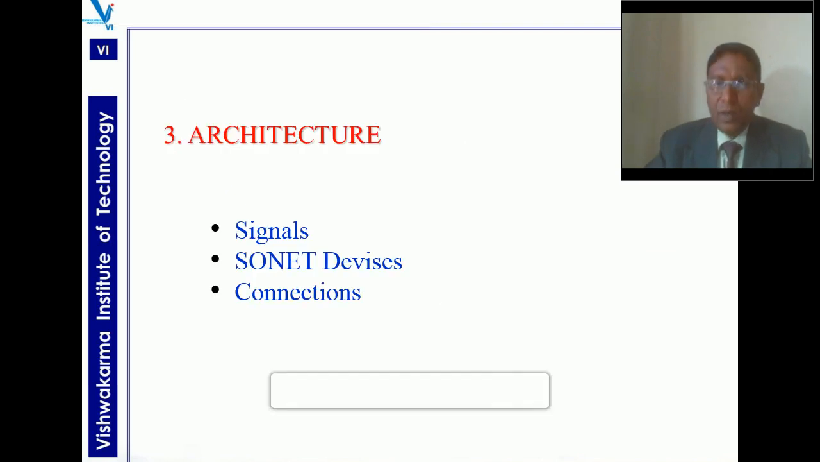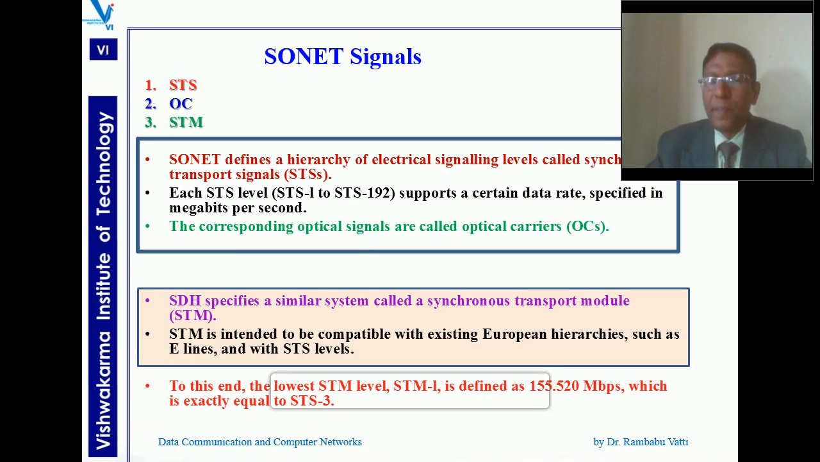To understand the architecture of the SONET, we need to understand three components. They are signals, SONET devices, and SONET connections. There are three different types of SONET signals, that is STS, OC, and STM.